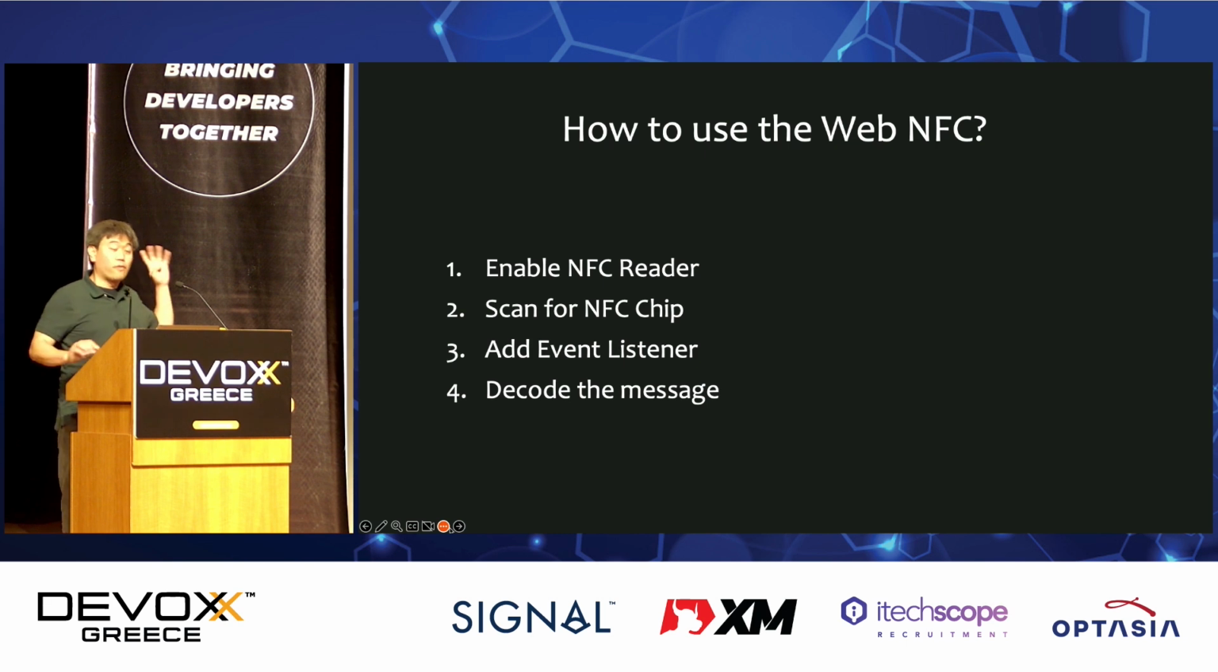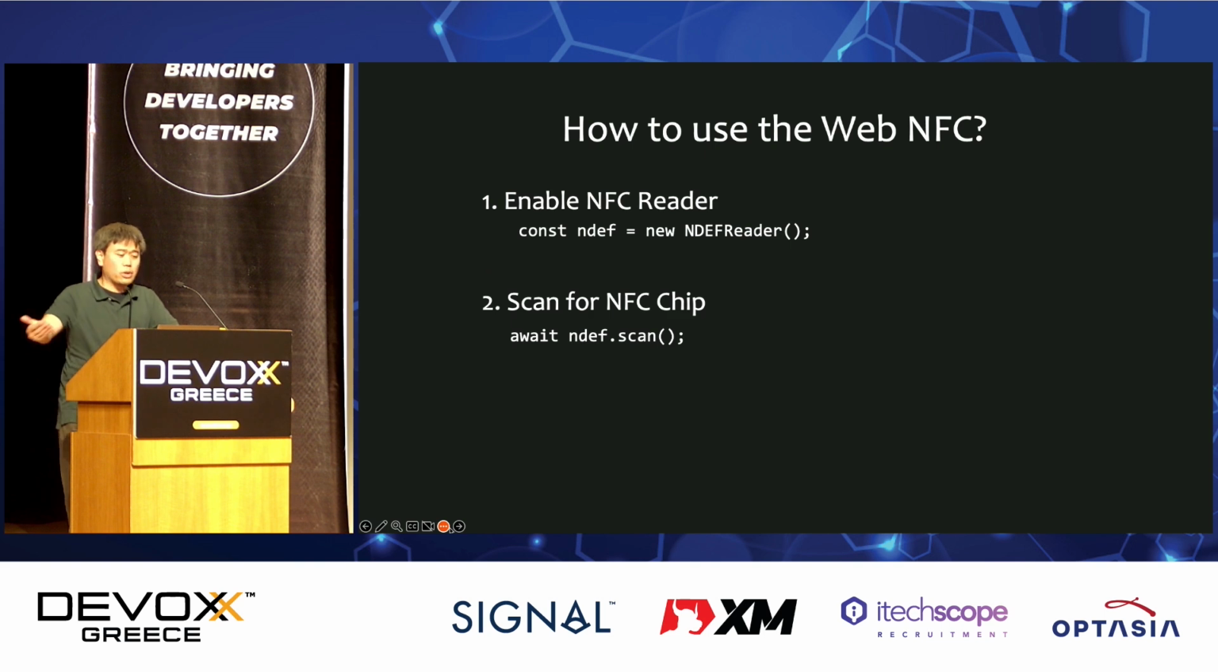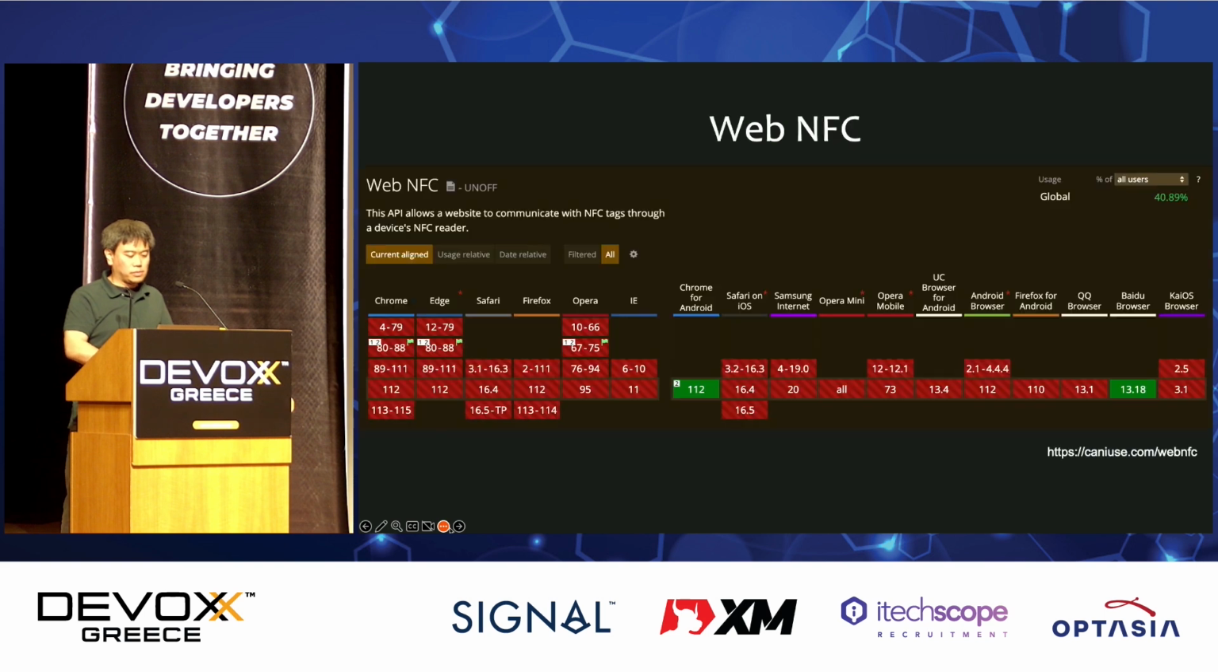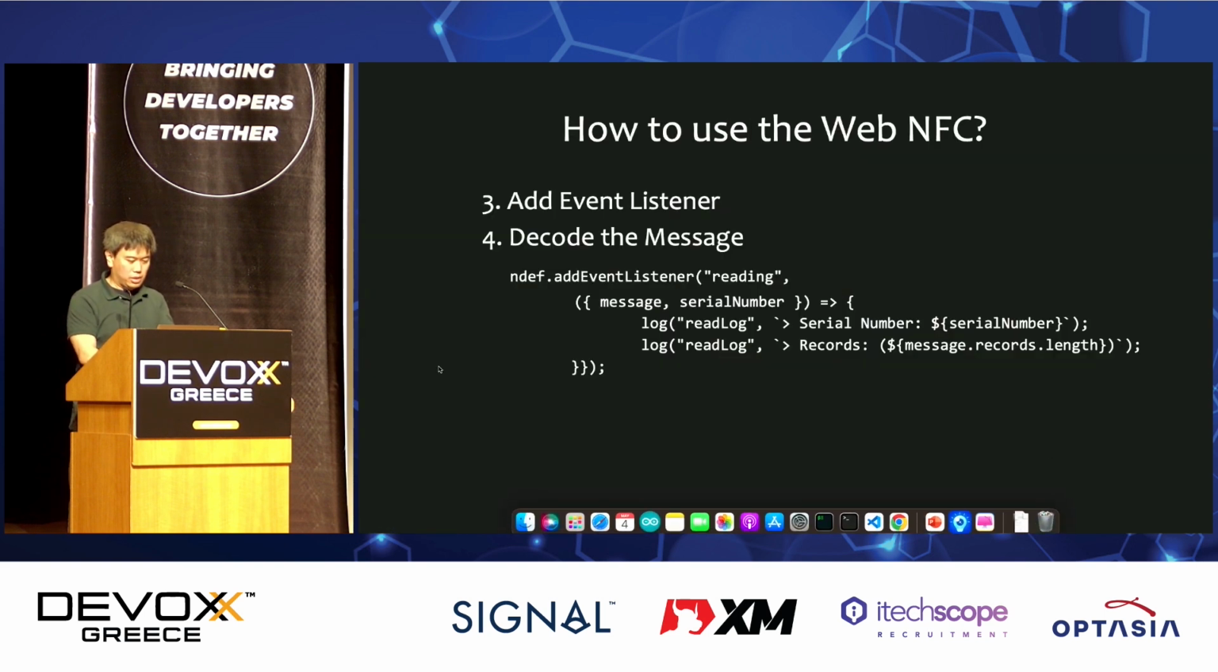To use Web NFC, there are 4 steps. First, enable the NFC reader, scan the NFC chip, add the event listener, and then start decoding the message if you just want to read the data. So to enable the NFC reader, you create this NDEF reader, and then you scan with the NDEF reader, and then you add an event listener and decode the message. In this case, we're just going to read the serial number of that NFC tag.